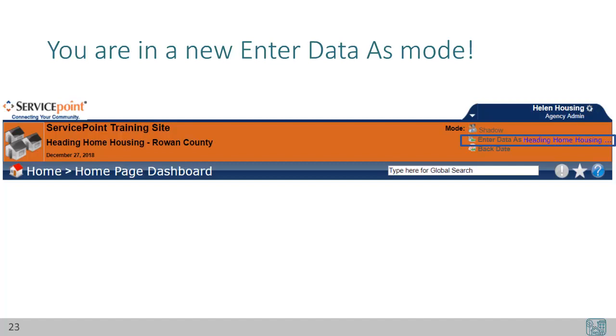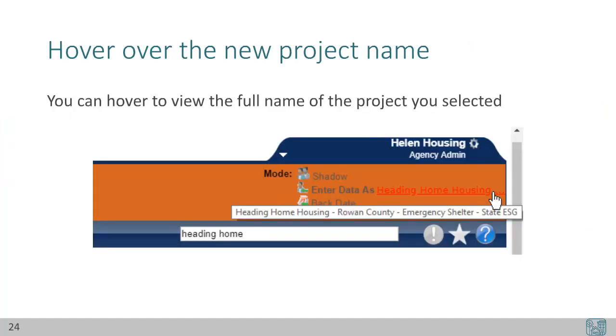Now that we've selected a new Enter Data As mode, the beginning of the name appears in the upper right-hand corner of our screen. This new EDA mode now is overriding our default mode. Zooming in here, you can hover over the blue name of your new EDA mode in order to see the full project name. This helps you confirm which project was selected and whether you're in the correct project.